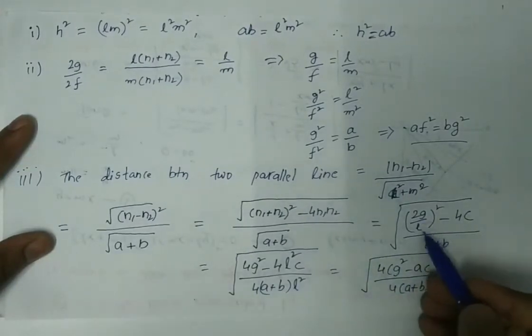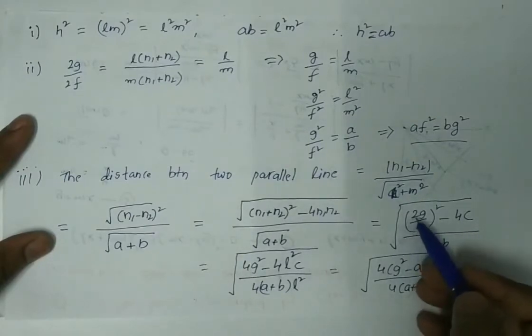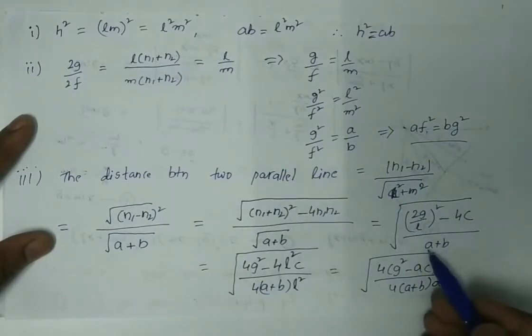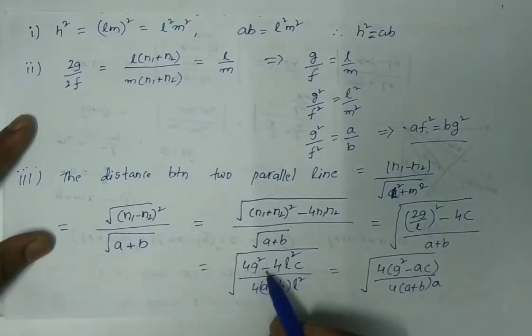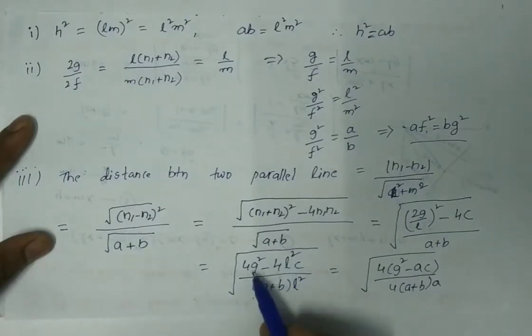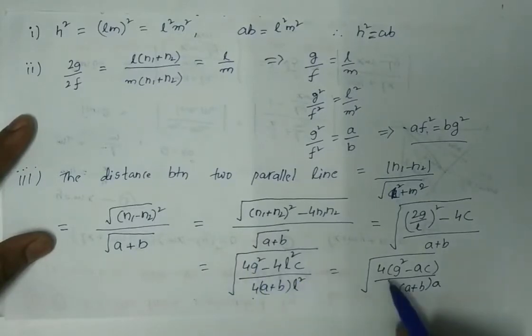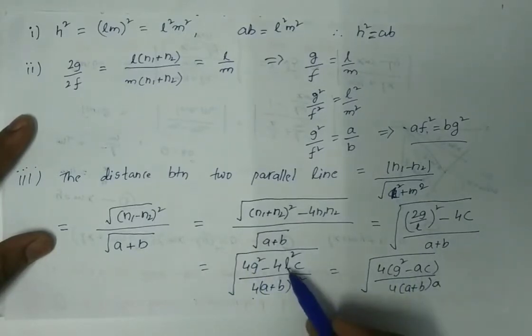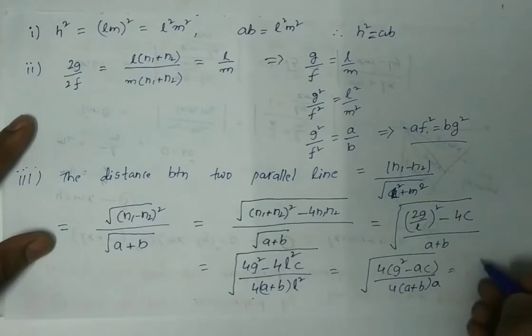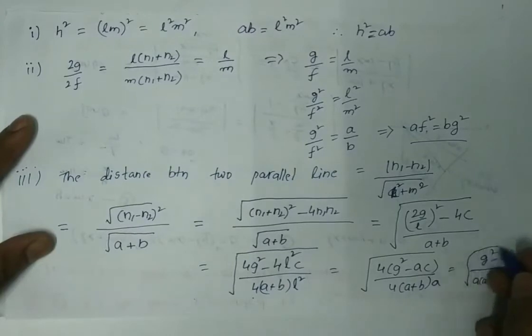Okay, so here what is the LCM? L square is the LCM. So here under root of 2g by L whole square minus 4c divided by A plus B can be written as 4g square minus 4L square C divided by 4 into A plus B into L square. Okay, L square is nothing but A. By taking 4 as a common factor in the numerator we get 4 times of g square minus AC, where A is nothing but L square, divided by 4 into A plus B. So here 4 gets cancelled. So finally we get g square minus AC divided by A into A plus B, under root of.